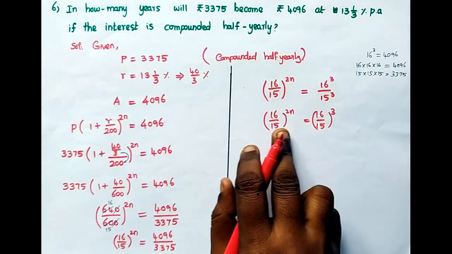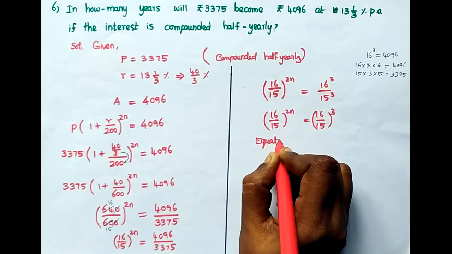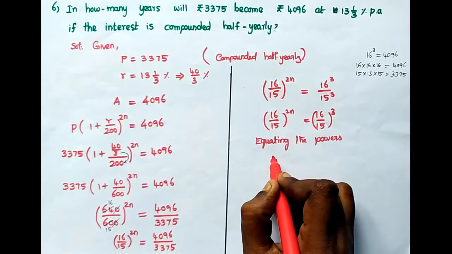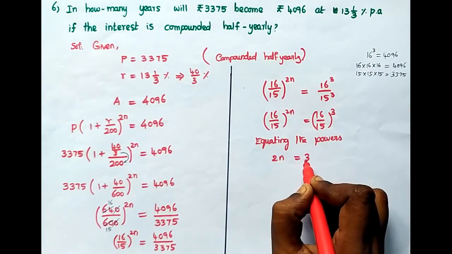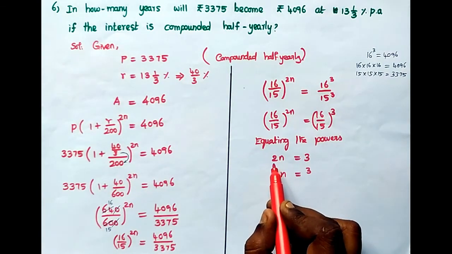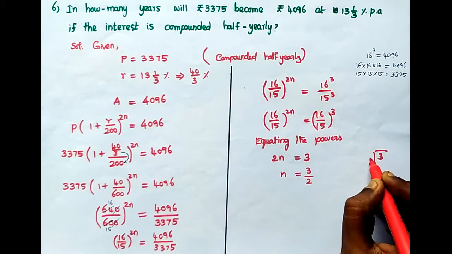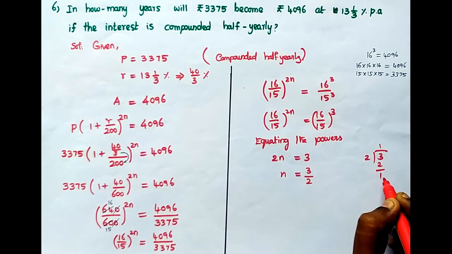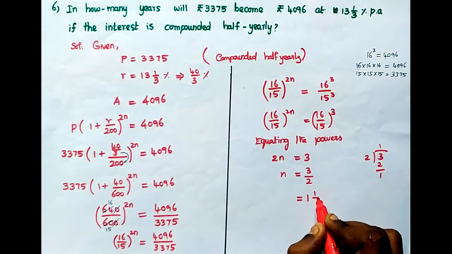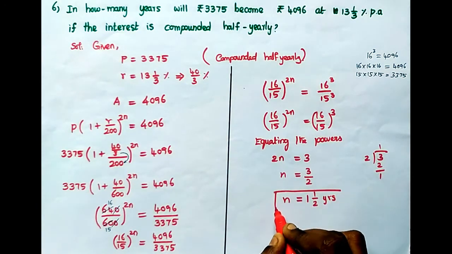Now the bases are equal. Now equating the powers, that is 2n equal to 3. n equal to 3 by 2. Here multiplication, 2 is in multiplication. Bring this side means division. So divide this means we get 1, 2 is 2, balance 1. So quotient 1, remainder 1, divisor 2. So 1.5 years is the answer.